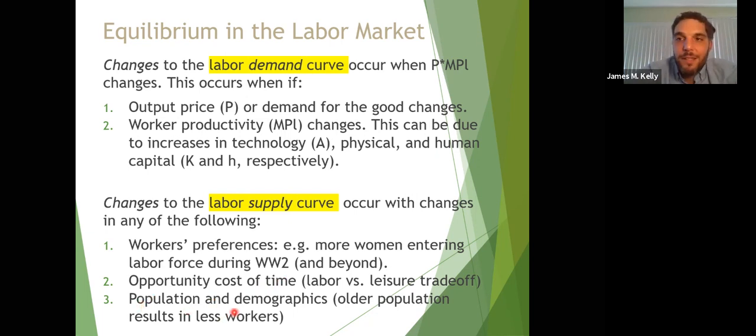Lastly, population and demographics. As there are fewer people able to work as your population ages, and those people aren't able to work, that's going to change the supply of workers available.